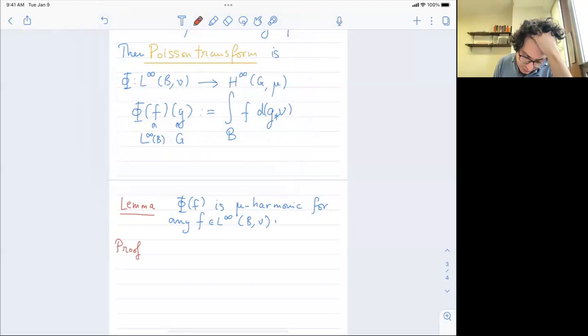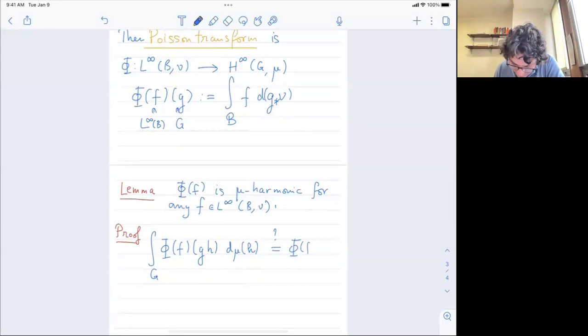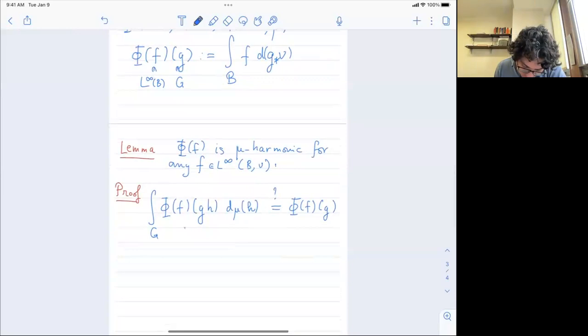Okay, so let's look at the proof. The proof is fairly straightforward. It's just a calculation. So what do we need to check? Well, we need to check that if you take phi of f of gh and integrate with respect to h, it is the same as phi of f of g. Now we literally just write the definition. This is the integral over g and phi f of gh.